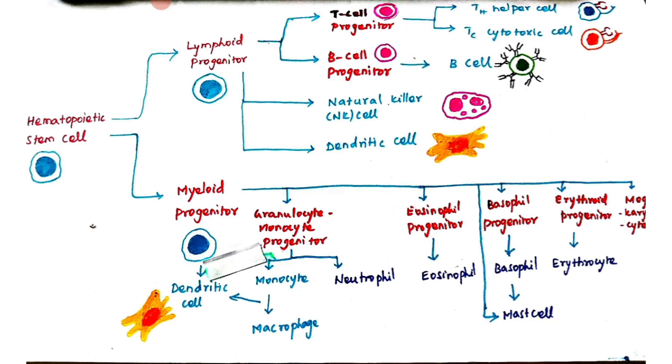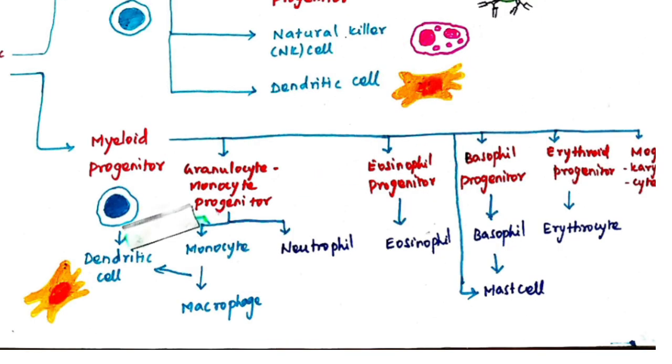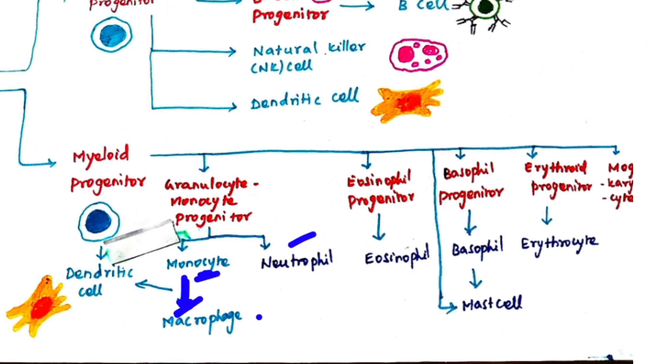So this granulocyte monocyte progenitor gives rise to monocyte, then neutrophil. Monocytes differentiate into macrophages in tissues. Monocytes circulate in blood and differentiate into macrophages in tissues. Then it also differentiates into dendritic cells.